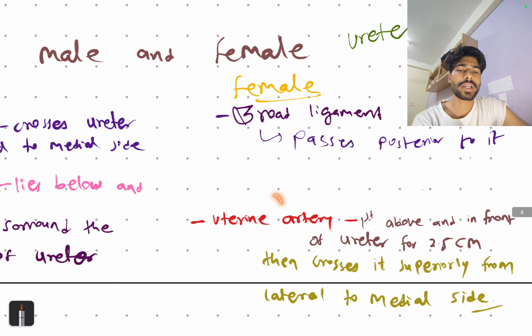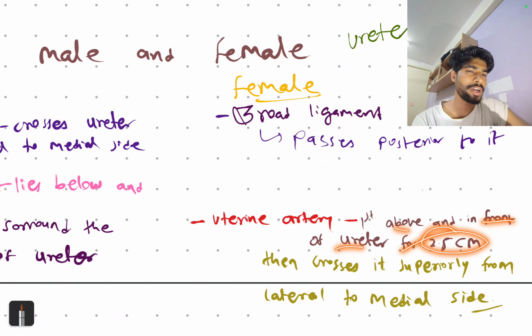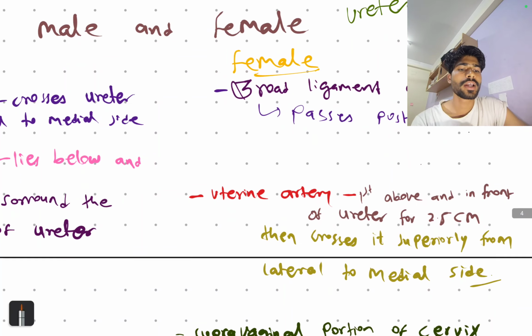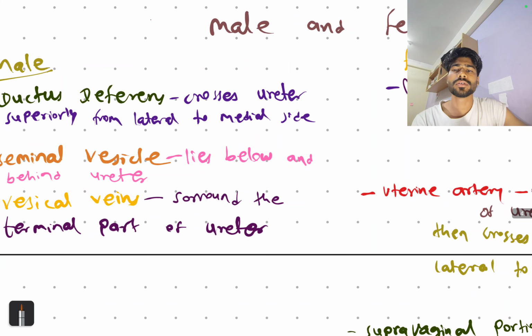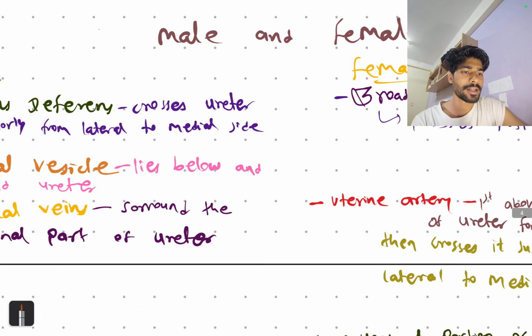Then there is the uterine artery. The uterine artery runs in this way. First, it is above and in front of the ureter for 2.5 centimeters in the pelvic region, and then it crosses superiorly from the lateral to the medial side in the same way as it is crossed by the ductus deferens in males.